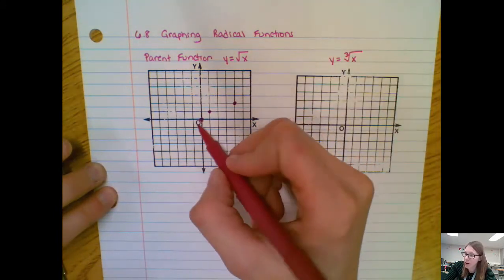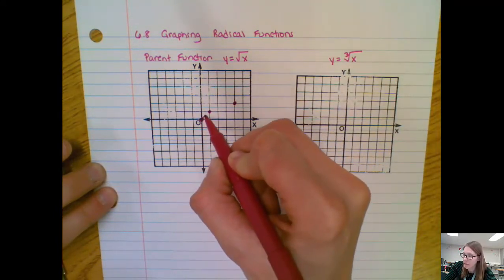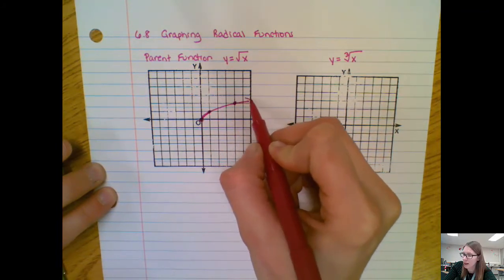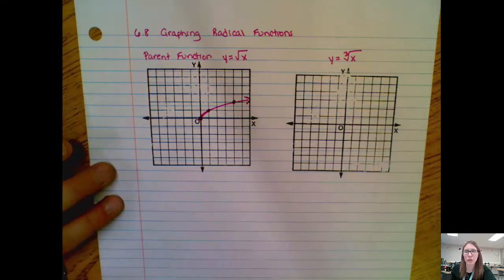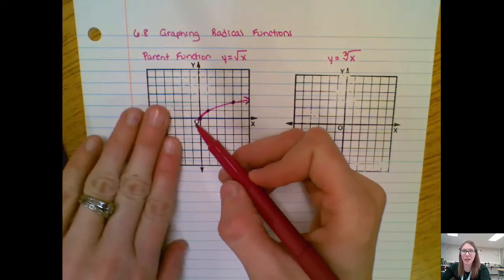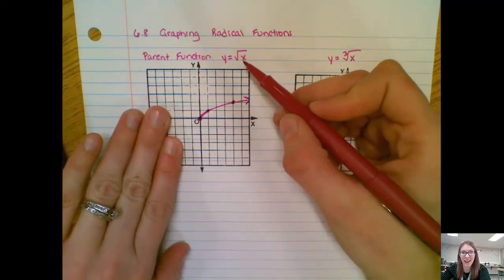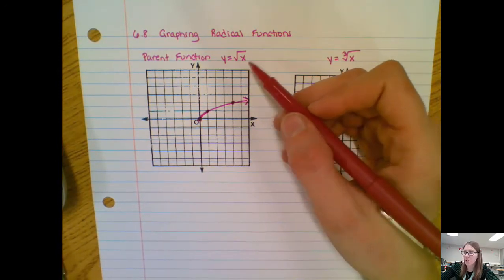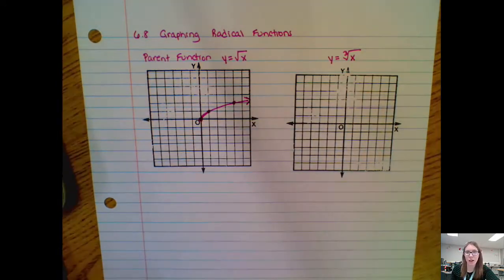Now, this graph of the square root of x only continues in this direction. The reason for that, imagine if you take a negative number and plug it in for x, then we have something imaginary because we have a square root of a negative number. So this is what my parent function looks like for the square root of x.